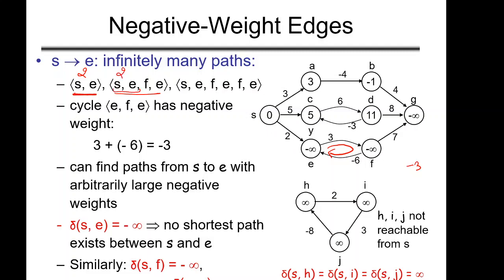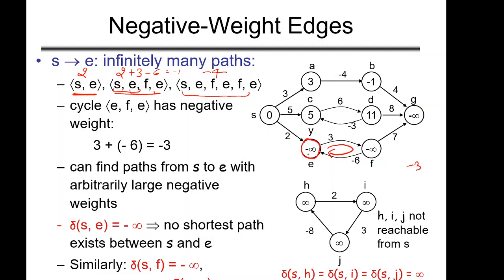Then from E to F we have plus 3, and then there is minus 6. So the weight is -1. If you take the cycle again, it will again decrease the weight by 3, so the weight of this path is actually -4. You keep on doing this, but every time you will get a lesser weight, right? So we cannot properly define the shortest weight from S to E.